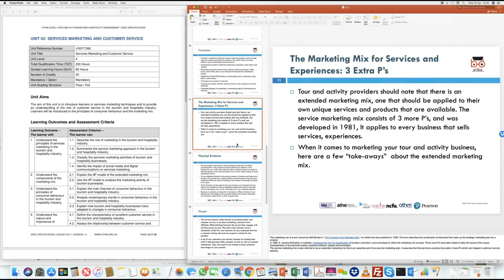Now, coming to the 3 extended Ps, which are important when we look at the services side of why they were added in the early 1980s. They were added because the Ps of physical evidence, people, and process specifically focus primarily on the service sector, and tourism and hospitality are primarily within the service sector.